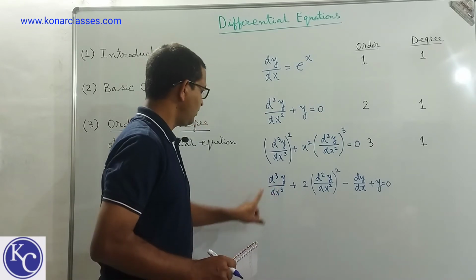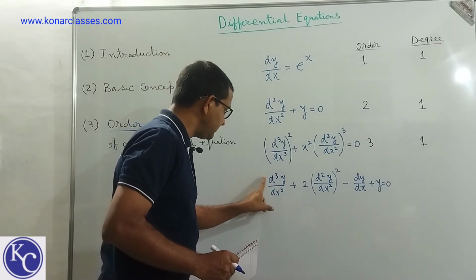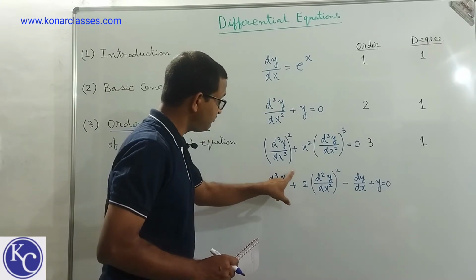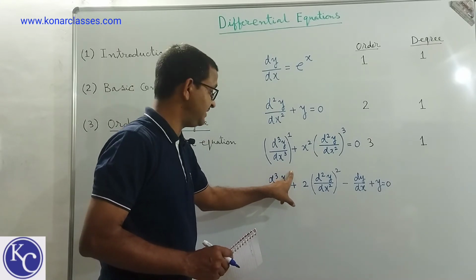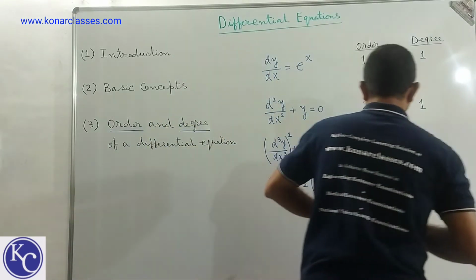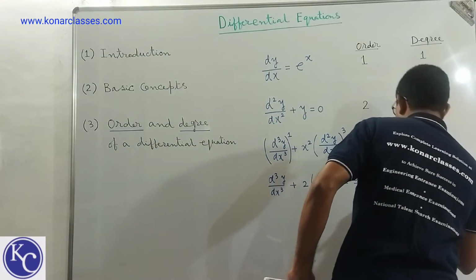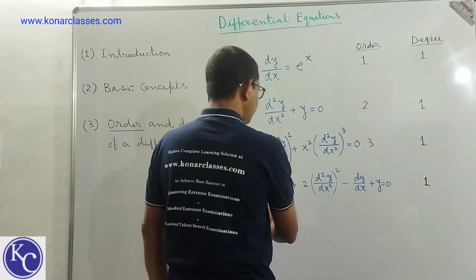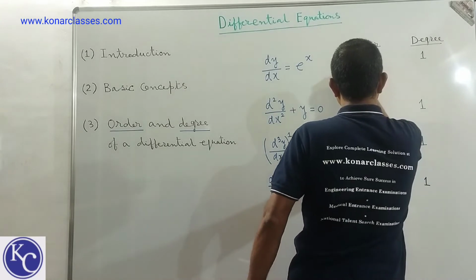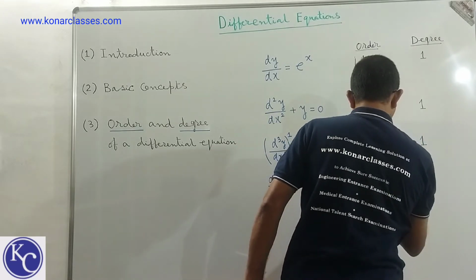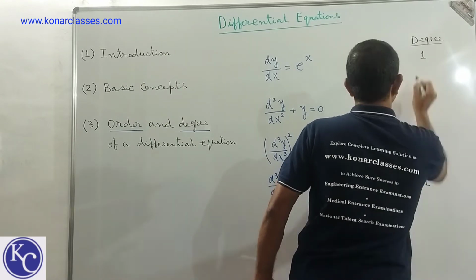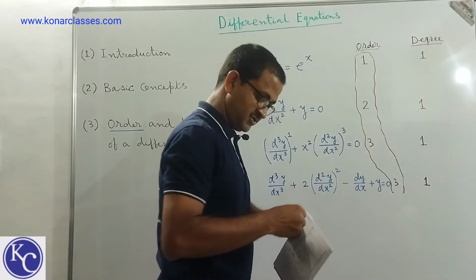It is 1. Why? Because the highest order derivative is 3, that is d3y/dx3, and its power, the positive integral index, is 1. So its degree is 1, obviously. And what is its order? Order is 3. So we can write the order is 3. This is the order sequence we are maintaining, and the degree is properly mentioned here.